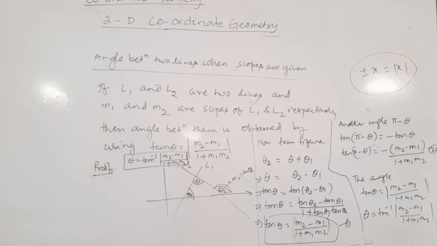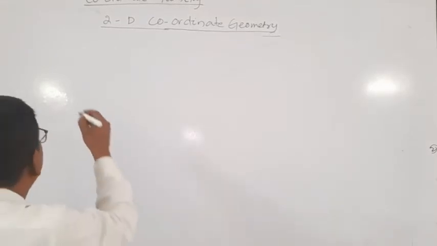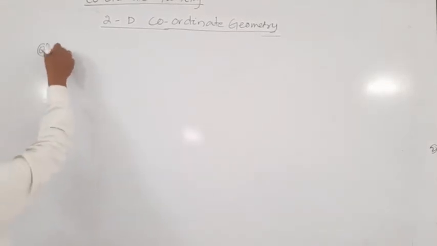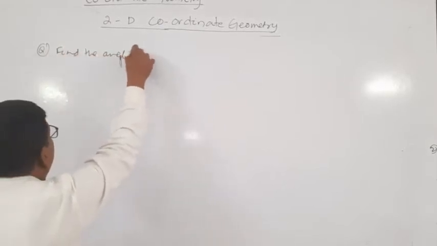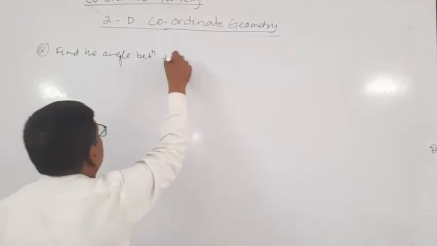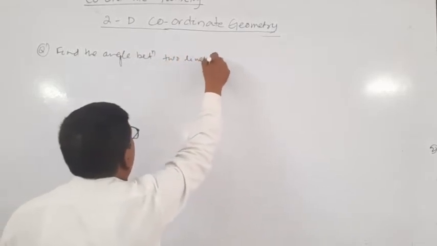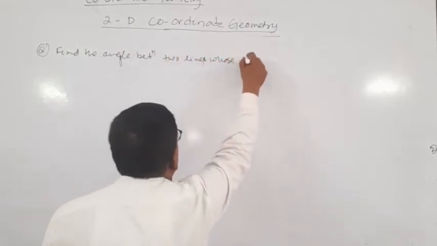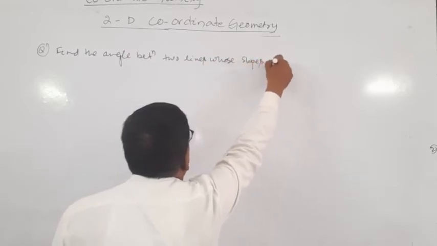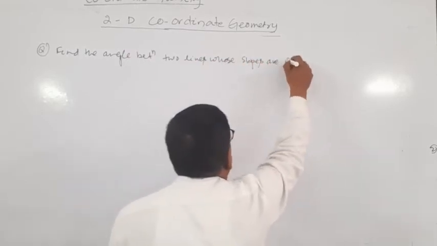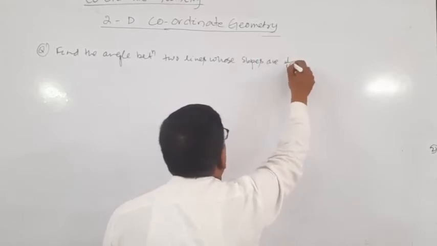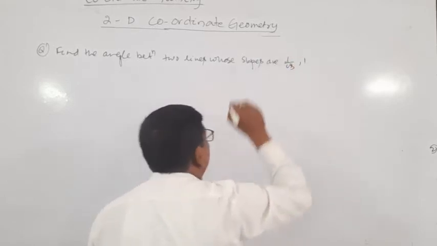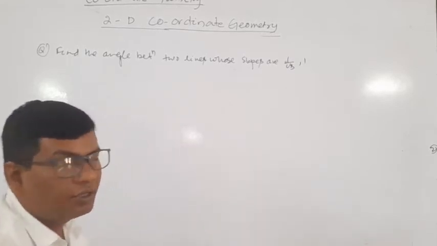Now find the angle between two lines whose slopes are root 3, 1 by root 3, comma 1 by root 3, comma 1. So m1 equal to what?